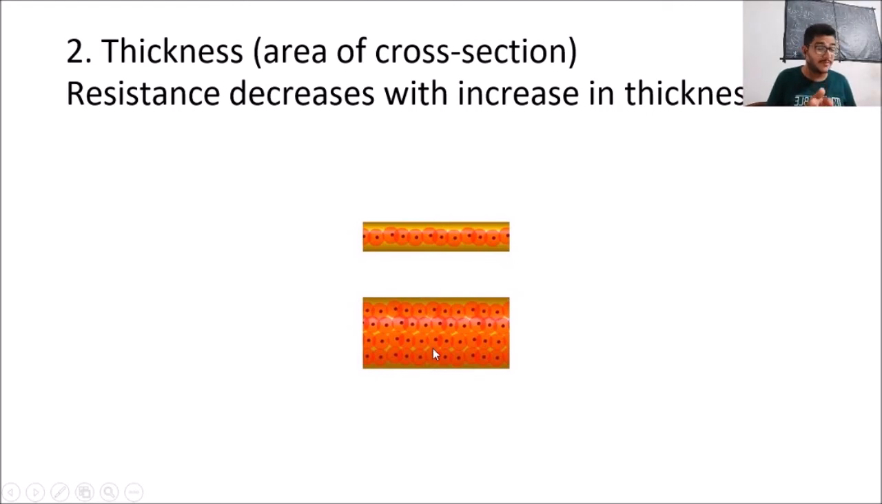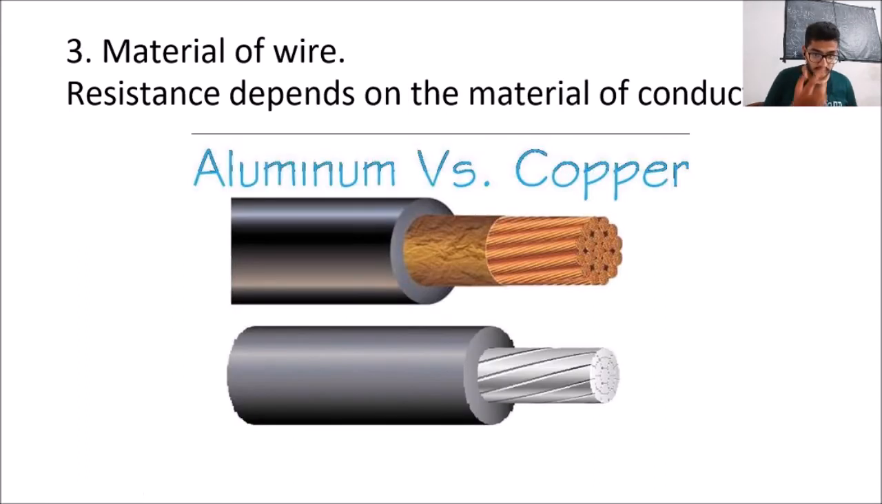Okay, so resistance is inversely proportional to the area. Remember this: it is directly proportional to the length and inversely proportional to the area. Okay, the third point is the material of the wire. Resistance depends on the material of the conductor.